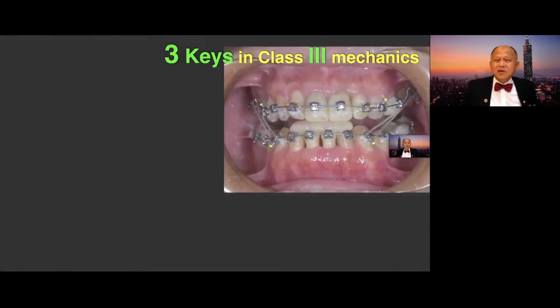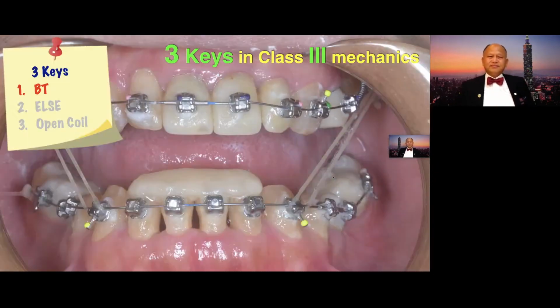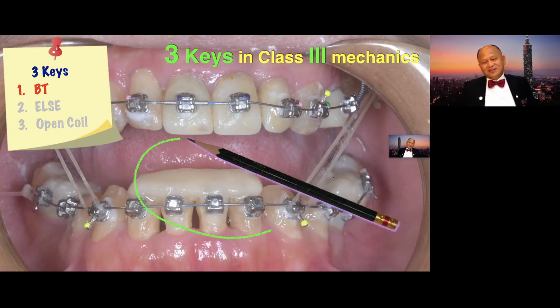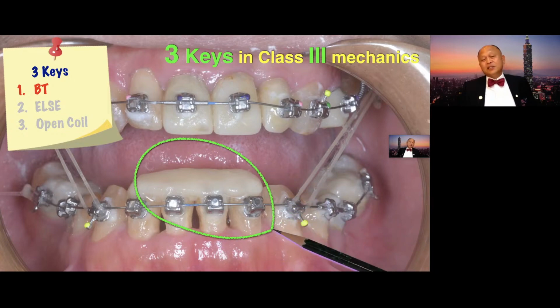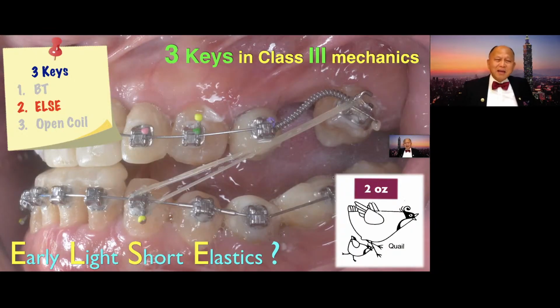Key number 1. Bite ramp. Oh, of course. You want to fix the anterior crossbite? Bite ramp is the way to go. It's easy and powerful. Right here, with glass ionomer, with flowable resin. That's it.